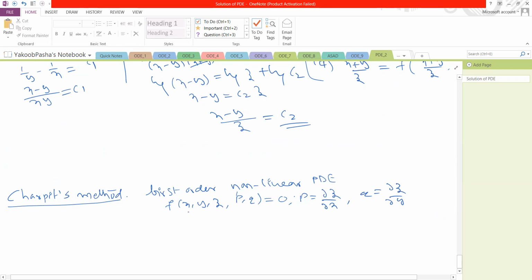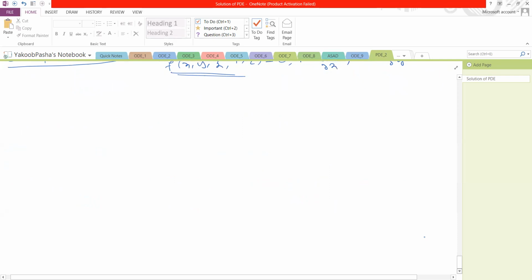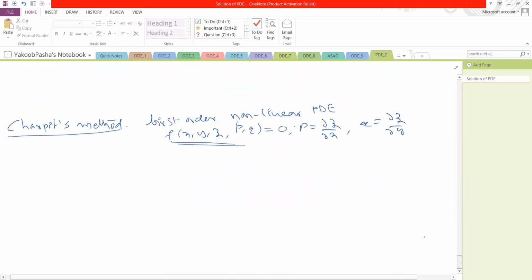Now, to solve this first order non-linear PDE, we use the auxiliary equations, and those auxiliary equations are called Charpit's auxiliary equations or Charpit's subsidiary equations. We have to remember them.